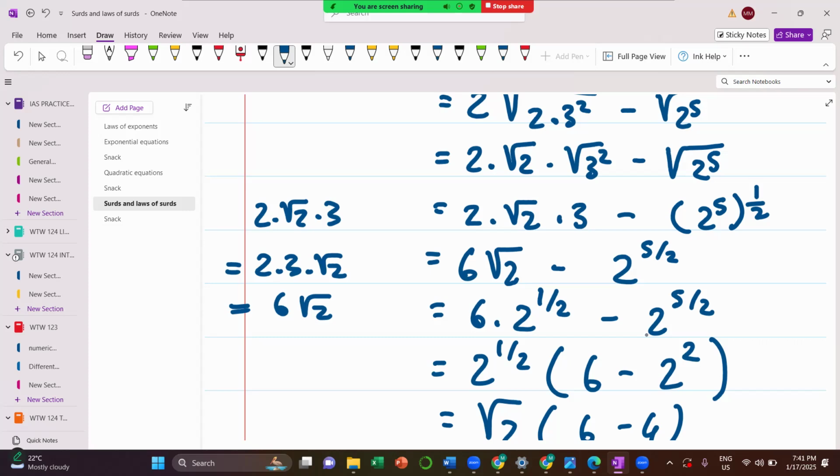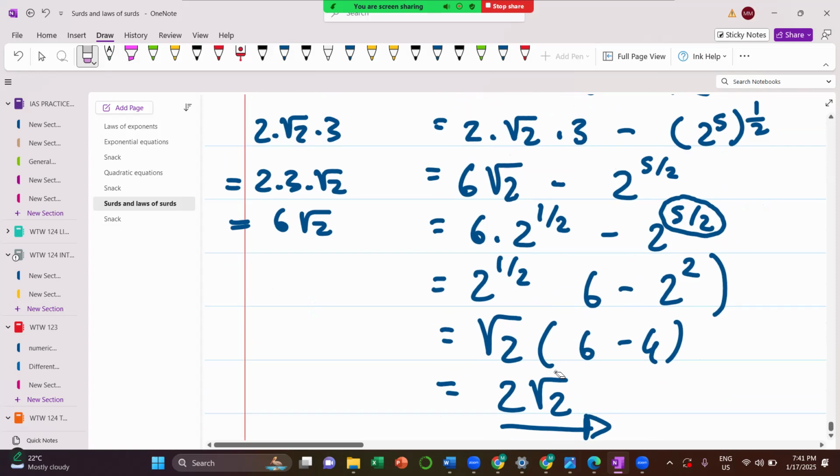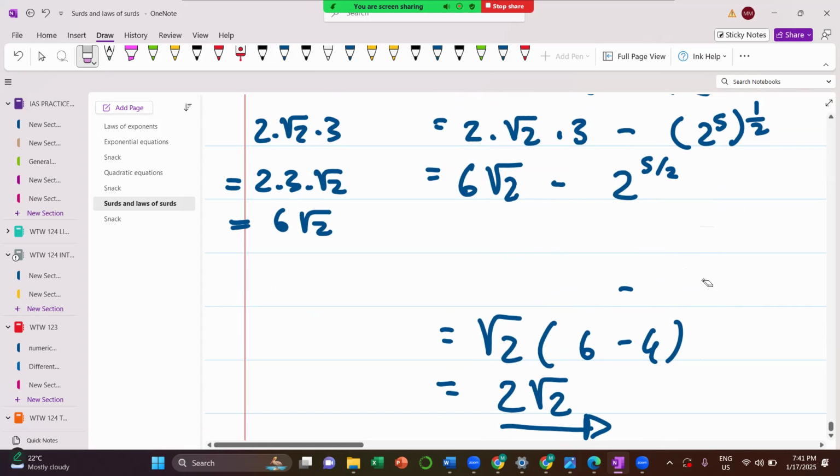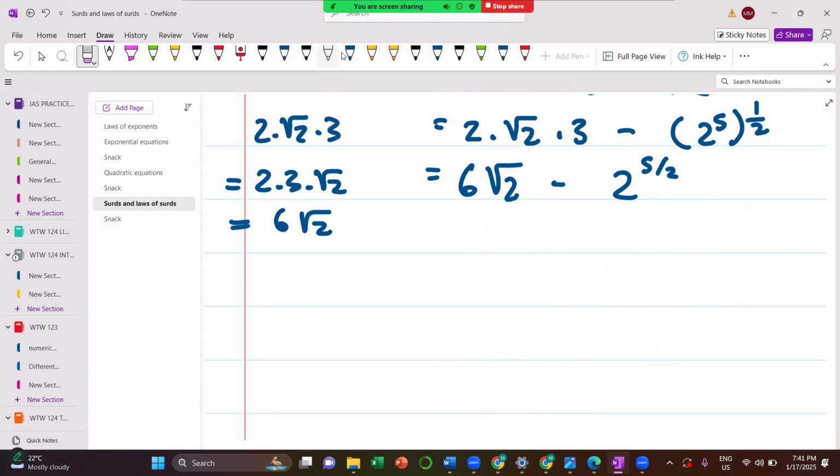Where did the 5 go? Which 5? The 5 over 2. Yes. Here I had an exponent of 5 over 2, right? Right? Yes. Okay, so let me do this. Let me erase from this step so that you guys can understand me taking out the highest common factor, right?